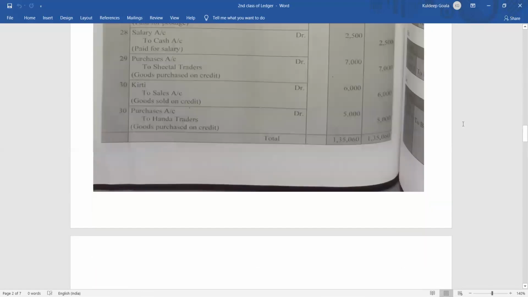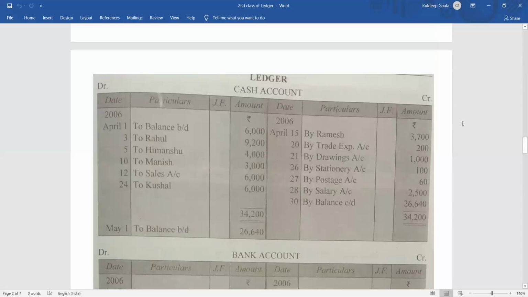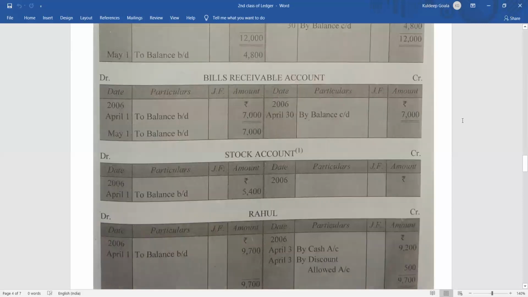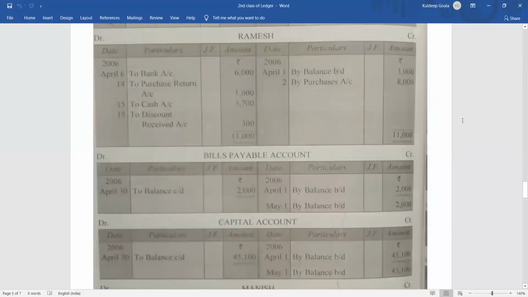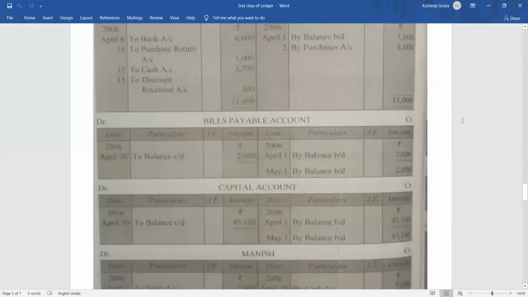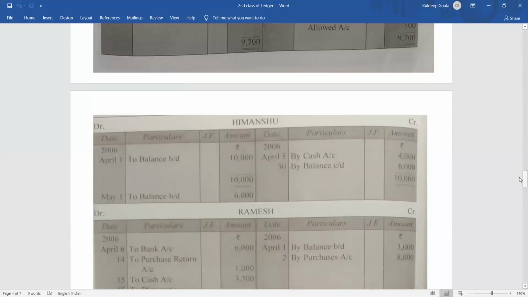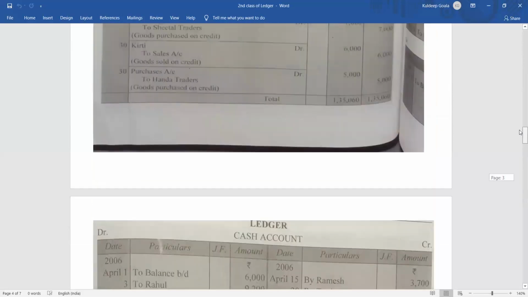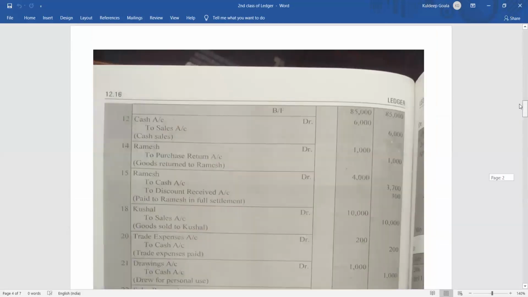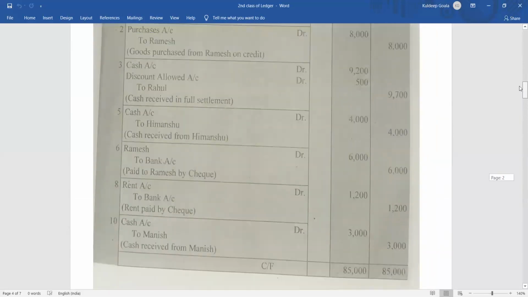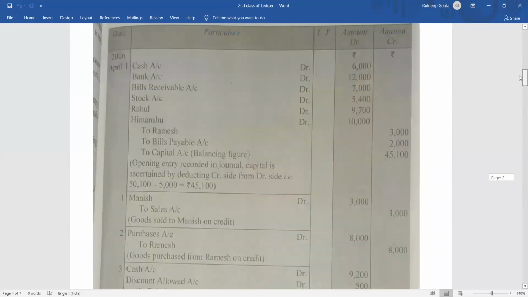First of all, you will prepare all the ledgers like this: cash, bank, bills receivable, stock, Rahul, Himanshu, Ramesh, bills payable, capital account. After that, once the ledger accounts are prepared, I'm showing you a direct solution because solving the sum and showing it would be a very long and time consuming work. Try to understand and grab each and everything properly.